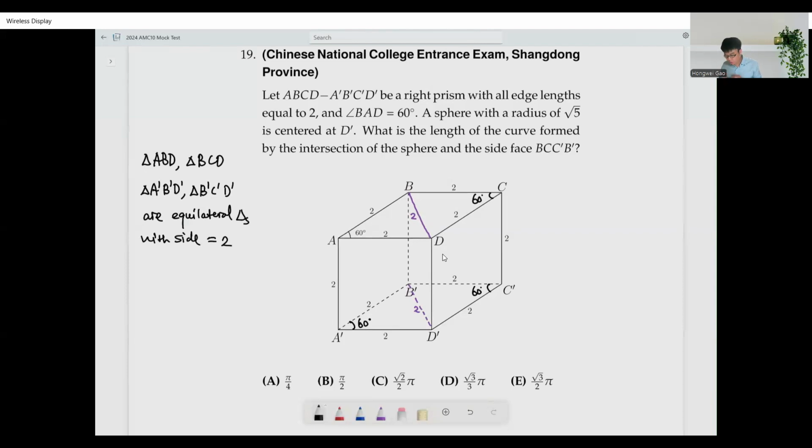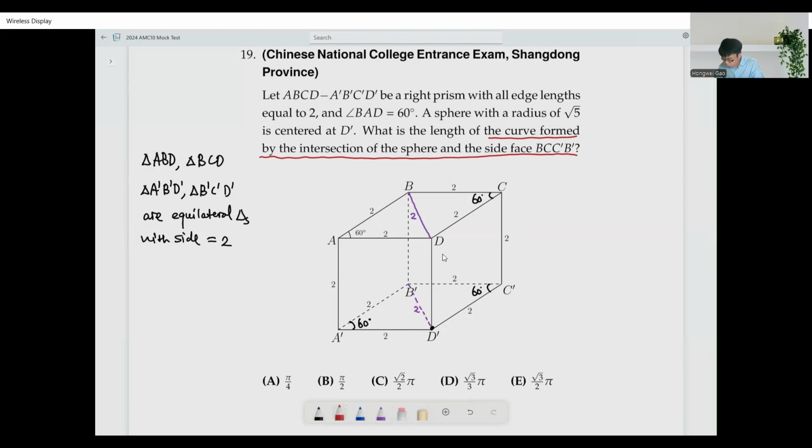Now we're going to draw a sphere. The sphere is centered at D' with radius √5. The question is, what's the length of the curve formed by the intersection of the sphere and the side face BCC'B'? So let's first find this curve. The curve is the intersection of the sphere and the side face BCC'B'.